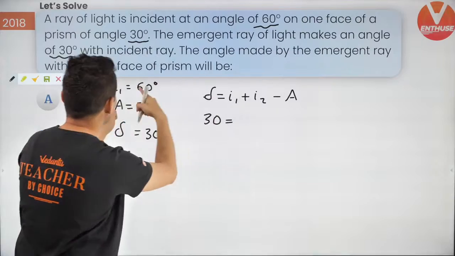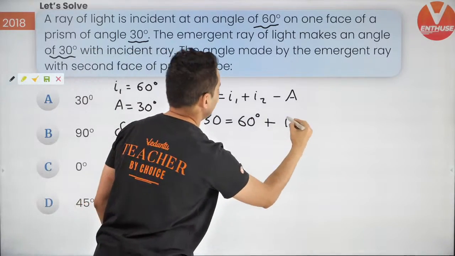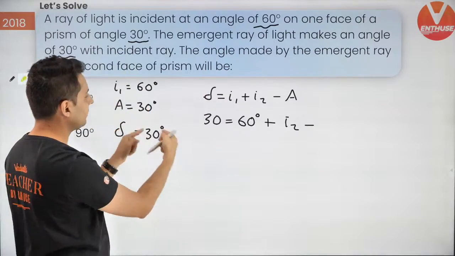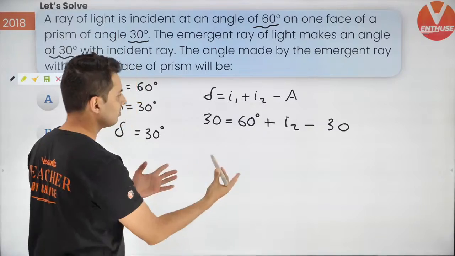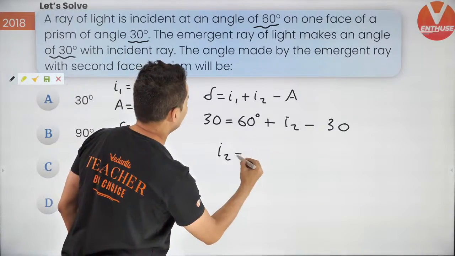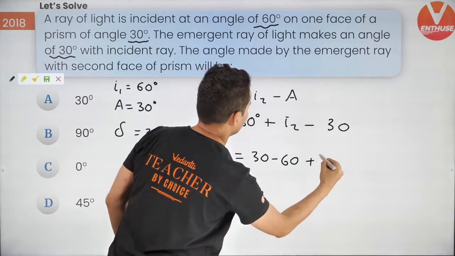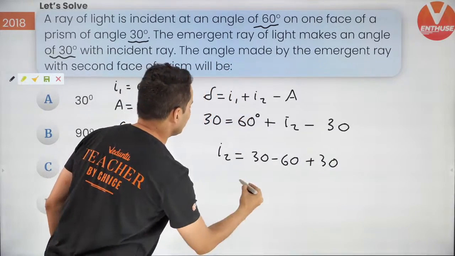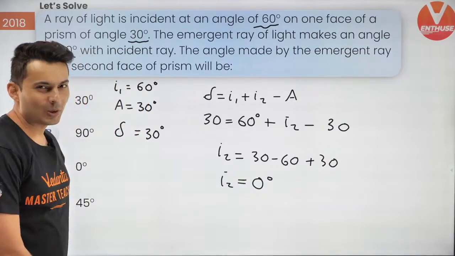I1 is equal to 60 degrees. I2, I don't know. In fact, I have to find that out. Minus the angle of prism, which is 30. So therefore I2 will be nothing but 30 minus 60 plus 30. Oh, interesting, it's becoming 0 degrees. I2 is 0 degrees.